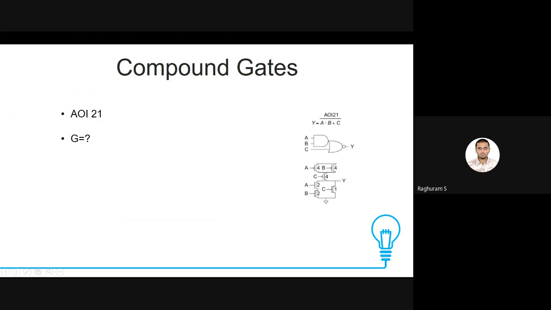So let us look at one of these functions, Y equal to A into B plus C. So this is in sum of products. So this is one product term. This is a single term, and we have to add those.